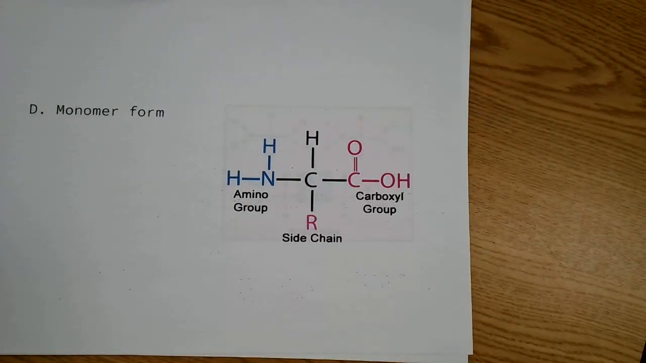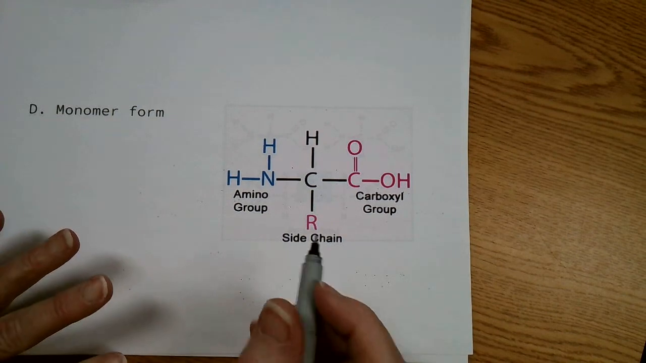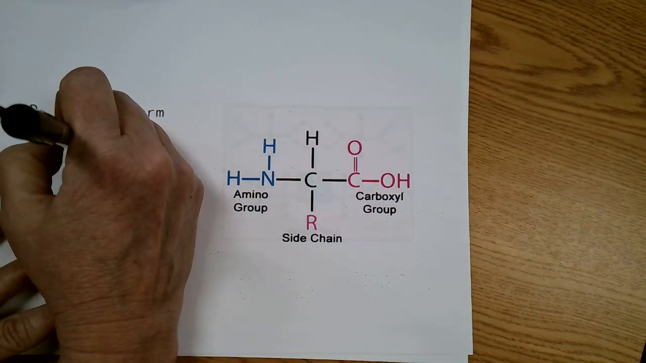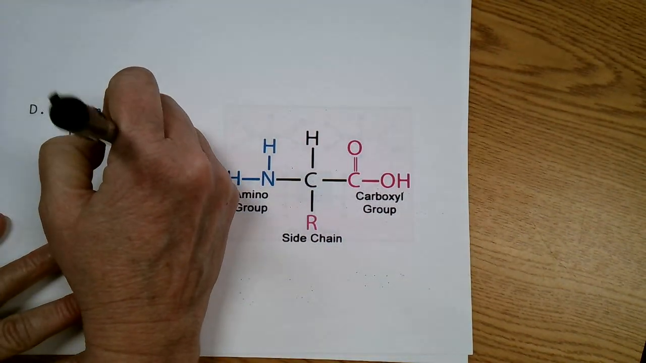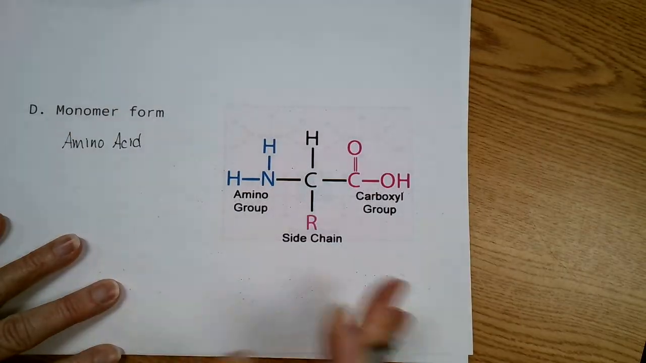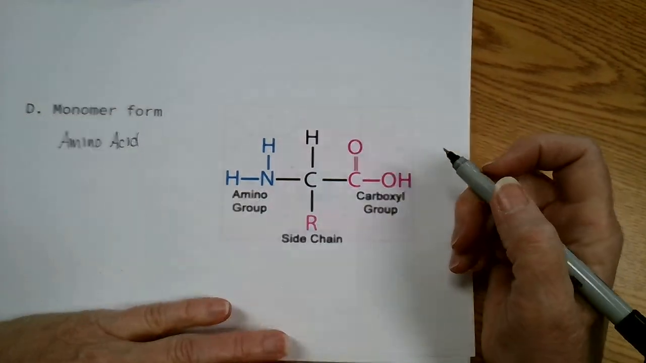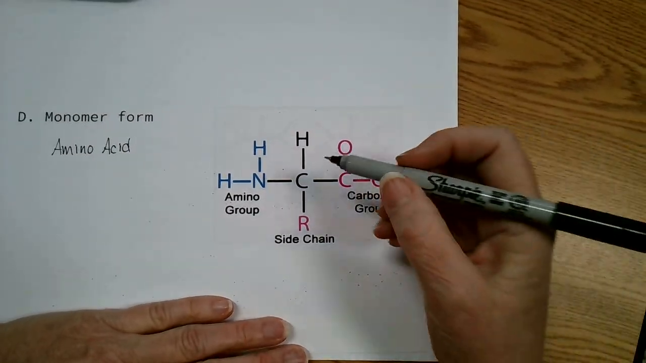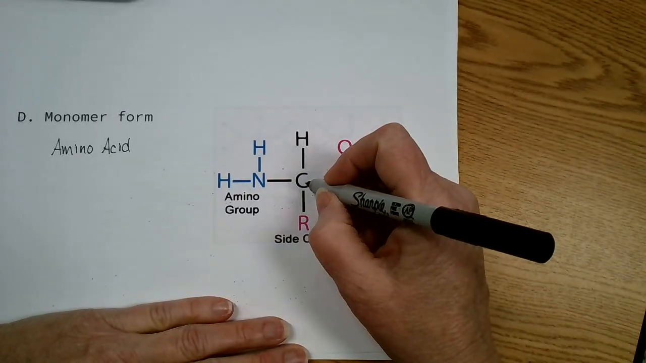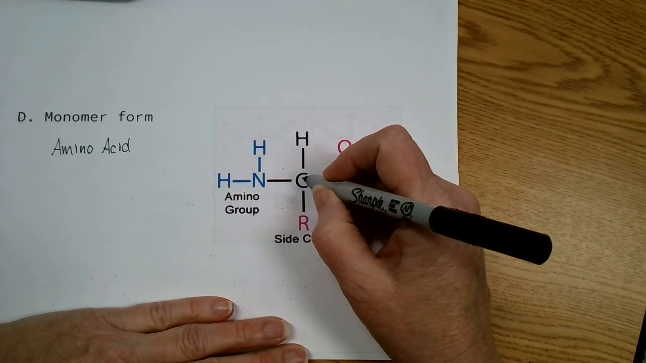All right, so now we go to the monomer form of proteins, and it's called the amino acid. The amino acid is the monomer form. And here's an amino acid. You might be like, oh my gosh, Warner, what are you doing to us? Well, an amino acid has this central carbon atom. See that central carbon atom?